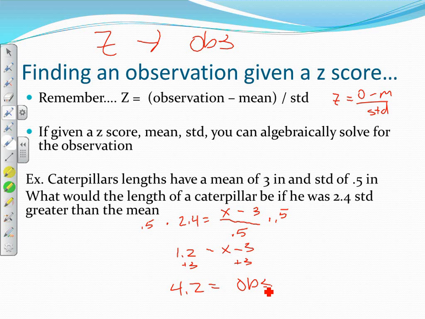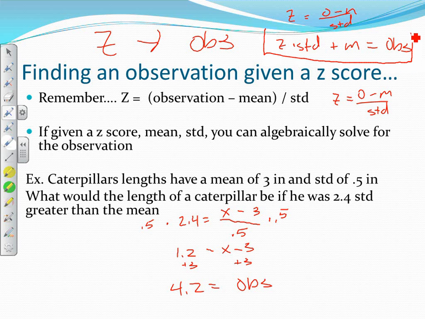Well, that's fine. However, if you want to just use a formula every single time, watch how we can manipulate this formula up here. If I have z equals O minus m divided by STD, I can multiply both sides by the standard deviation and then add my mean, and I'll get my observation. So we have a new formula. If we want to find an observation, given a z-score, a standard deviation, and a mean, just take your z-score, multiply by your standard deviation, add your mean, and all of a sudden you get your observation. Same as just using this formula.